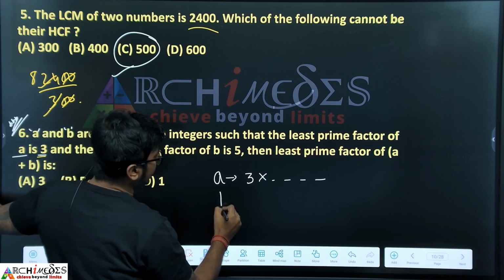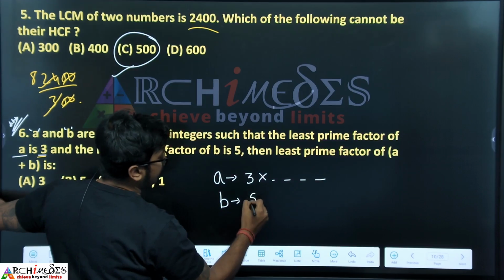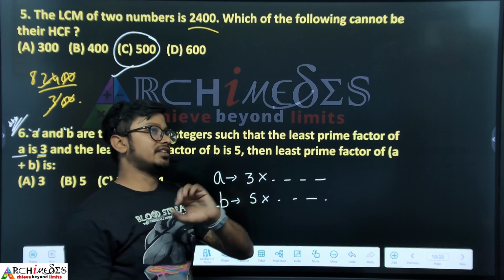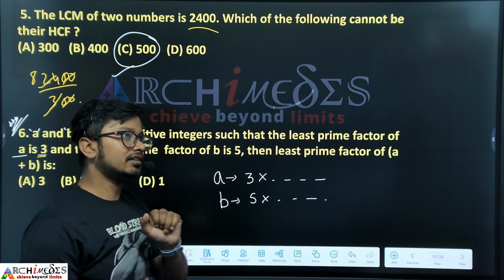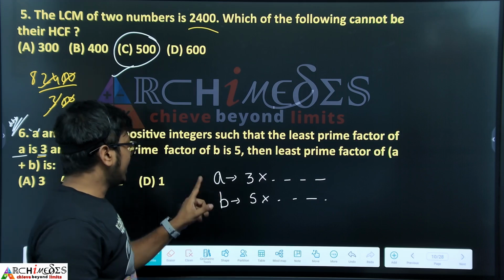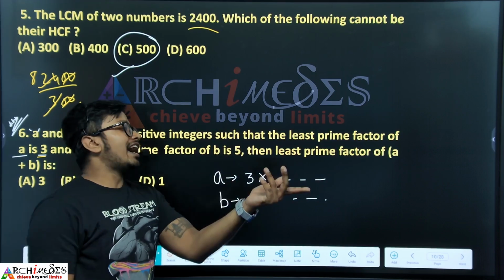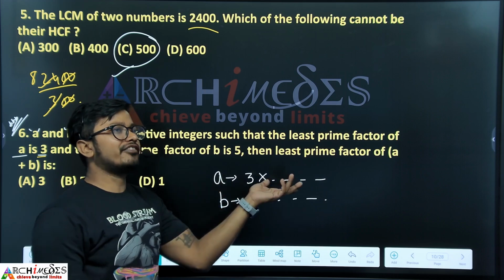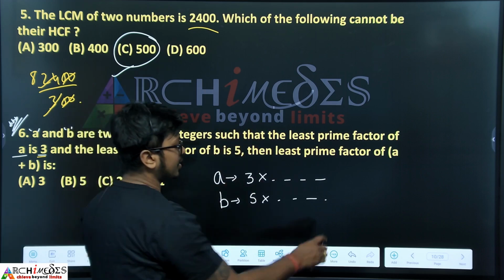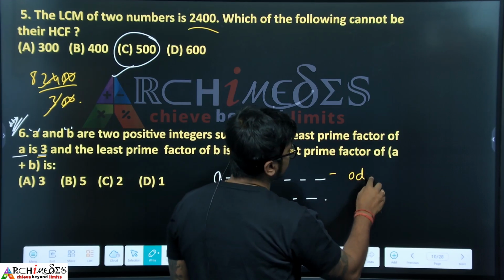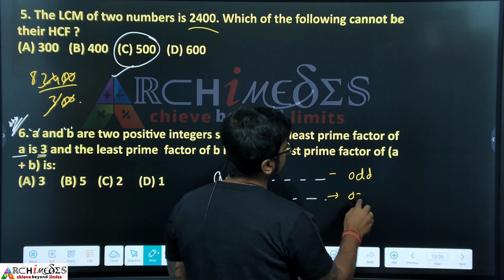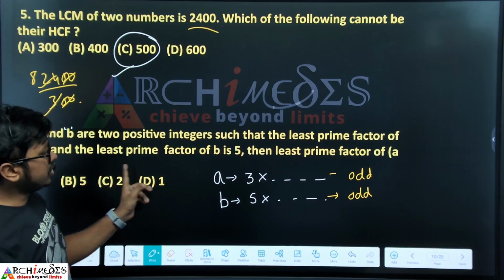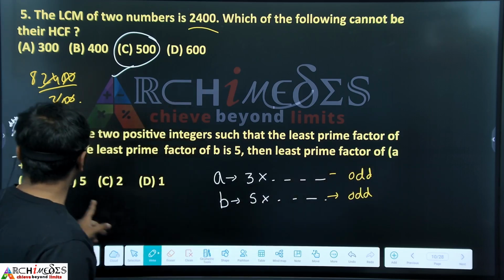Similarly, b has least prime factor 5, then we can conclude that b does not have prime factors 2 and 3. Clear? So if a and b both do not have 2 as a prime factor, so definitely this number is odd, because other prime factors are never even. Yes, this number is odd, and this number is also odd. Any doubt? Okay, now the question is the least prime factor of a plus b.